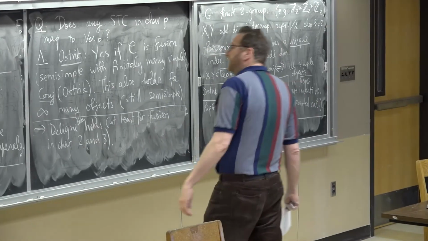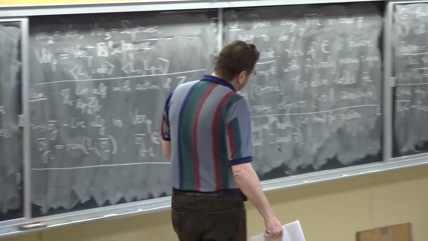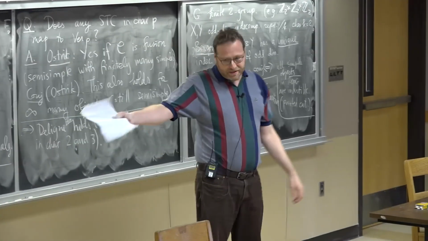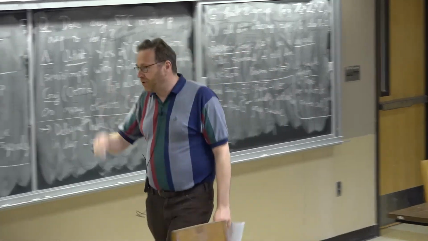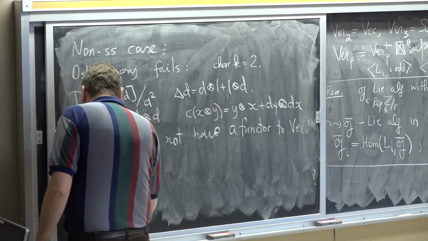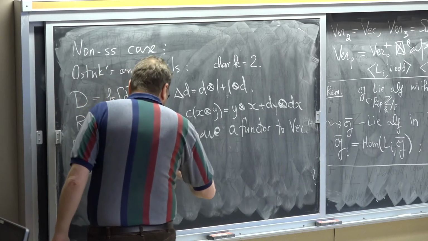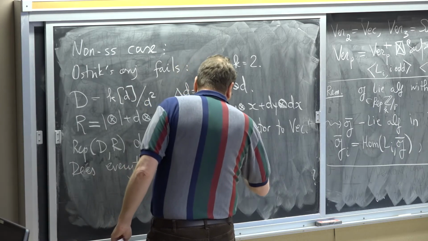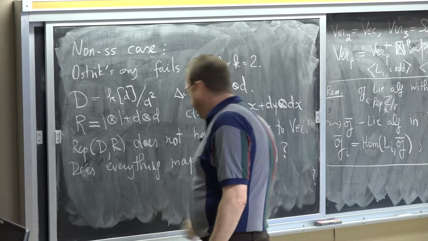And since the Verlinde category has a component of superspaces for every p greater than 2, we were hoping that this is just what you have to do in characteristic 2: you have to replace. But it turned out to be false. So the question is, does everything map to this D, the representations of D? And the answer is again no.